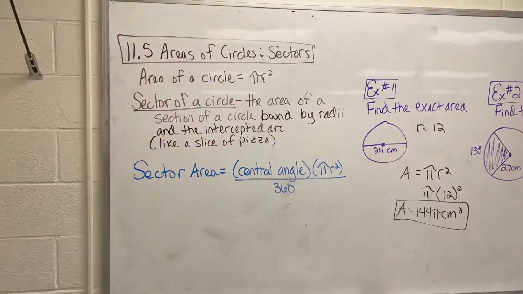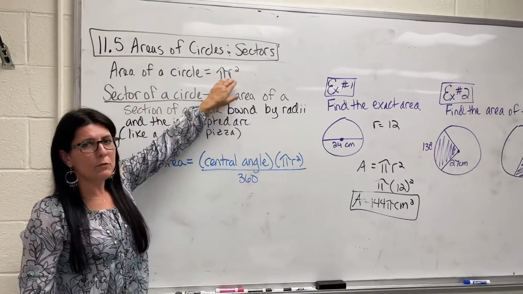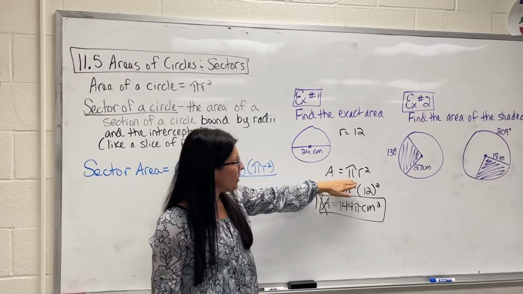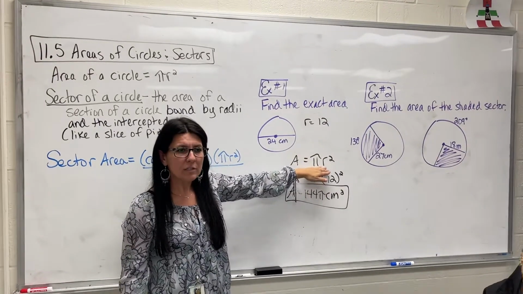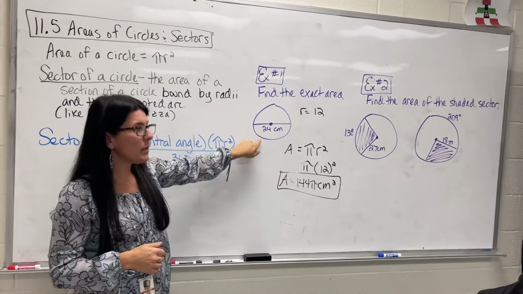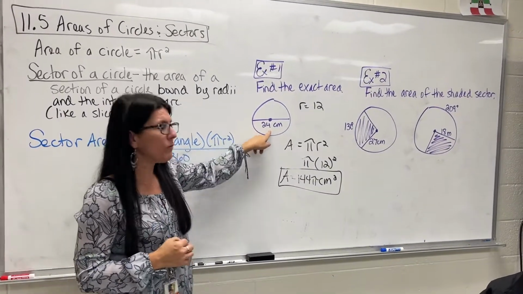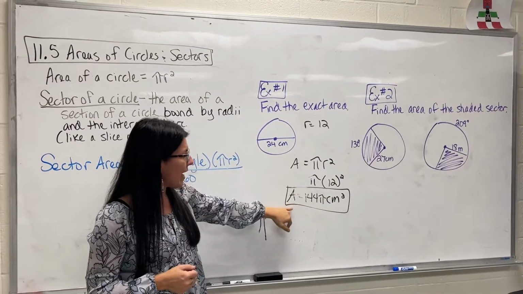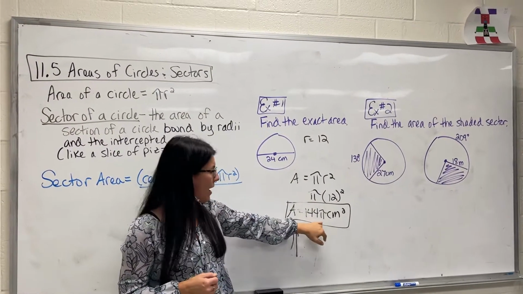So 11.5. Area of a circle, this is the formula from your formula sheet. To find an exact area, you would just plug in the radius and square it. Just like I said before, you're leaving that pi symbol in there. So in this case, be careful, this is a diameter given of 24, which means the radius is 12. When we plug that in, our exact area is 144 pi centimeters squared.